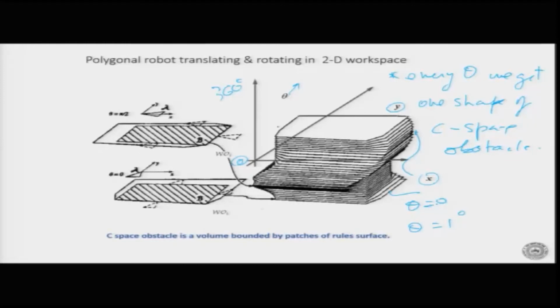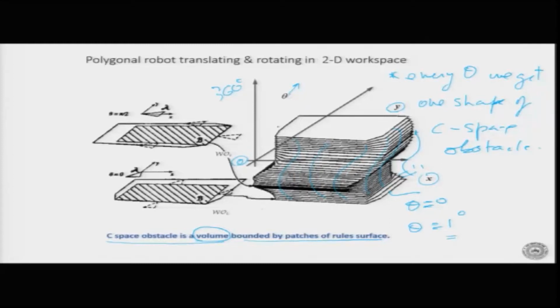So in path planning, we have to also talk about the computation cost of path planning. If the computation cost is very, very high, it will take very, very long to compute. So here we just put 1 degree intervals, and for every 1 degree we get one of these surfaces, and then we stack them together. So my C space obstacle is a volume. Please note that this is a volume now. It is bounded by patches of ruled surfaces. So it is bounded by these surfaces here, which are called ruled surfaces, bounding my C space obstacle, which is a volume now.